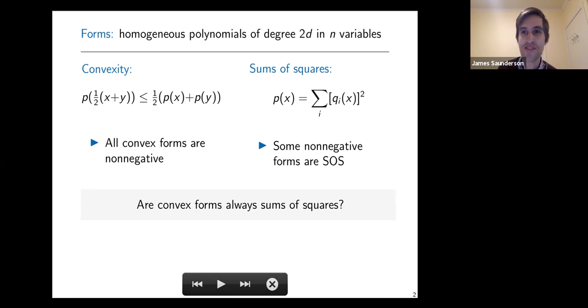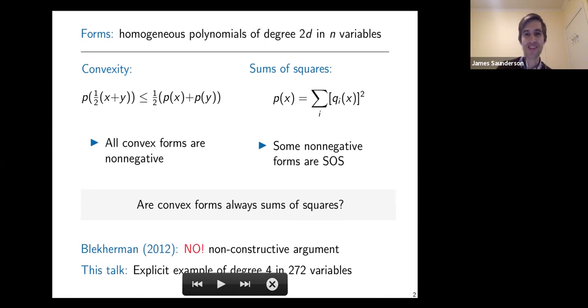Now I'll put you out of your misery very quickly. The answer is no. Convex forms are not always sums of squares. Greg Blekherman showed this, probably in 2012 is the published version, but there are older versions out there. He showed this via a non-constructive argument, one that essentially compares the volumes of slices of convex forms and slices of sums of squares, and shows that there have to be convex forms that are not sums of squares.